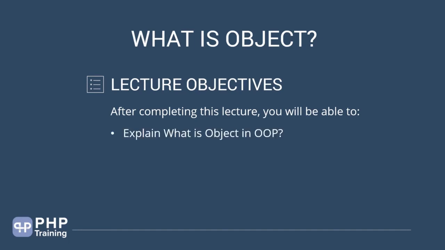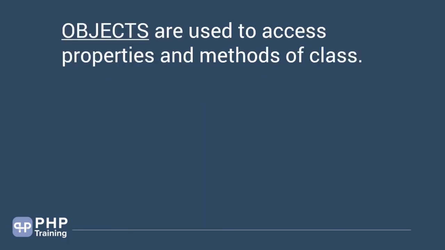So in this lecture, we're going to explain what objects are in OOPs, and then we'll start writing objects for your classes. So what are objects? Objects are used to access properties and methods of a class. We have seen previously when we defined our car class, we have defined our post class.